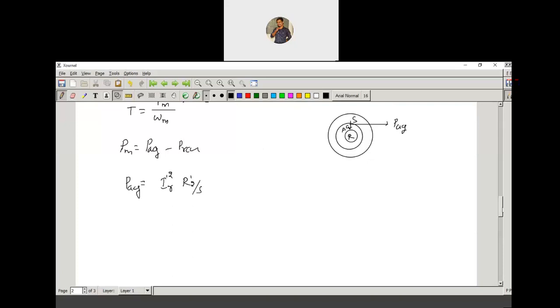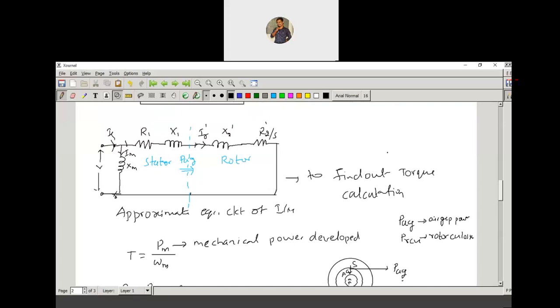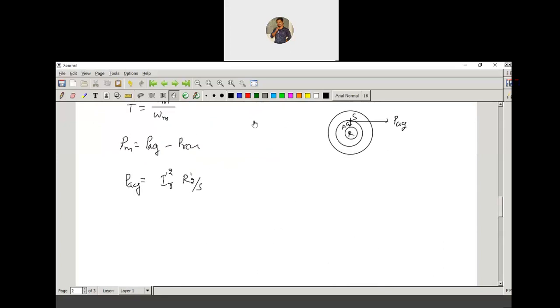And one more thing you need to remember here: the circuit diagram I have taken is the equivalent circuit diagram per phase. It is per phase, right? So what we need is an equation for 3 phases, so simply make it 3 times. So it is 3 times IR dash square into R2 dash by S.